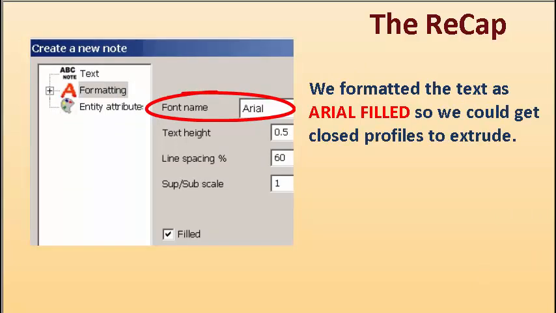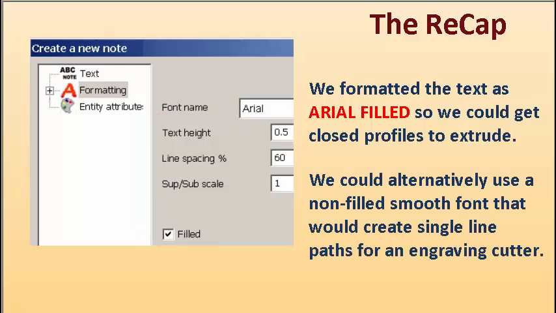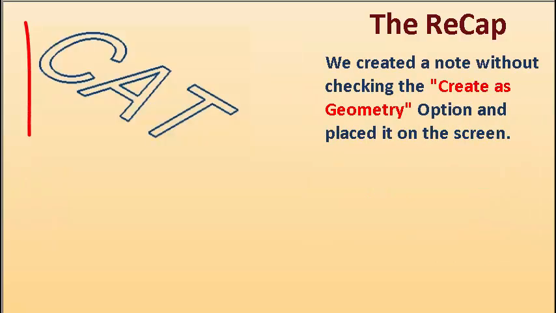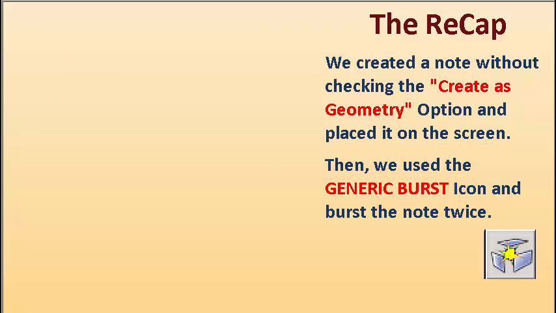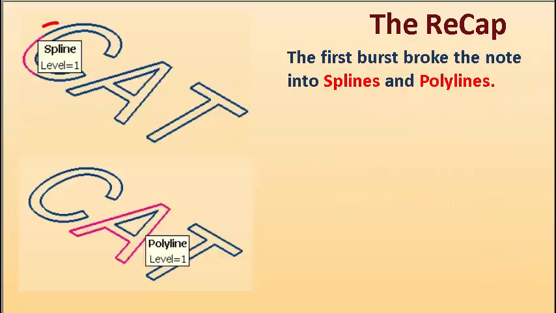We formatted the text as Arial filled so we could get closed profiles to extrude. We could alternatively use a non-filled smooth font that would drive a single line path for an engraving cutter. We created a note without checking the Create as Geometry option and placed it on the screen. Then we used the generic burst icon and burst the note twice.